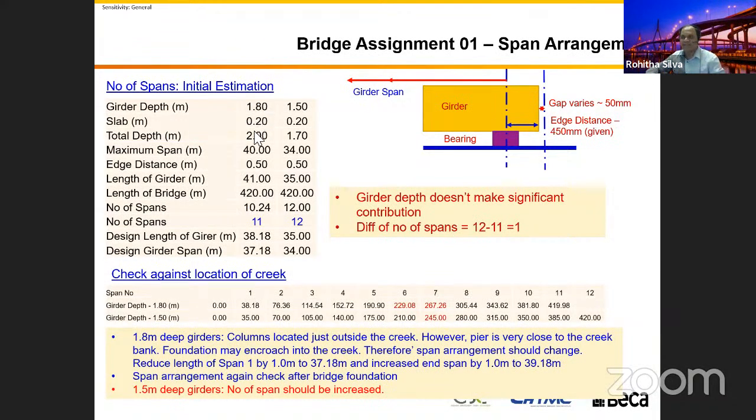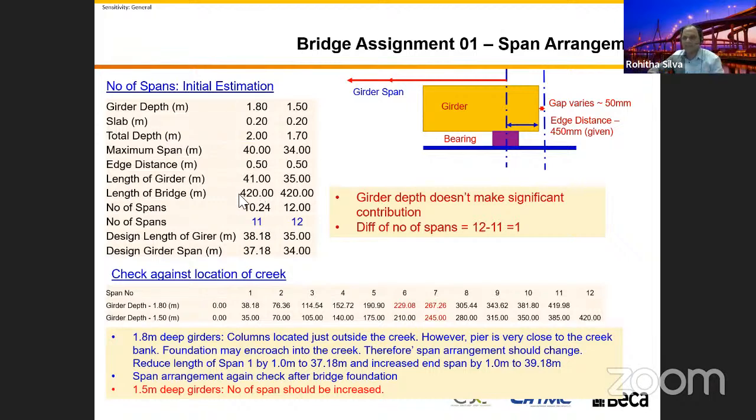I use the same numbers again. Girder depth 1.8. Then our maximum span is 40, and the length of the girder is 41. You can see in this figure, the span is here, then the length of the girder is 41. That means this center line to the other center line is 41 meters. For 1.8 deep girders, 1.5 is becoming 35 meters. So the number of spans I need is very simple. We don't want to have a 450 meter long bridge when they need 420, right?